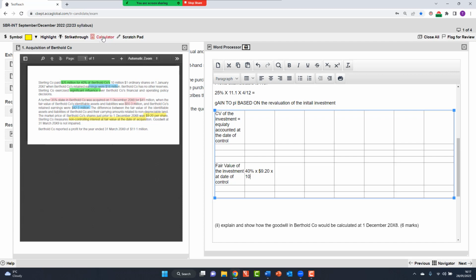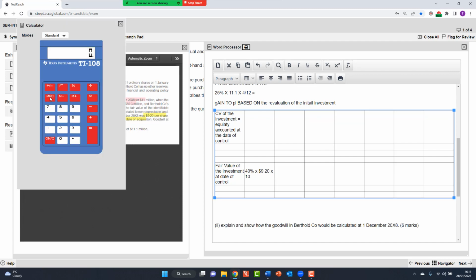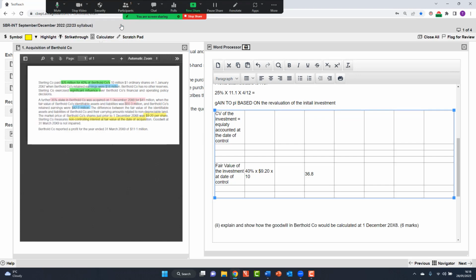And again, let me use the calculator here. So this is 0.4 multiplied by 9.2, and then multiplied by 10. That would give me a carrying value of 36.8. That would give me a fair value of 36.8. But I am super conscious of the time, and therefore I'm going to move on with this answer not entirely being completed. I might come back in a minute and finish it off.